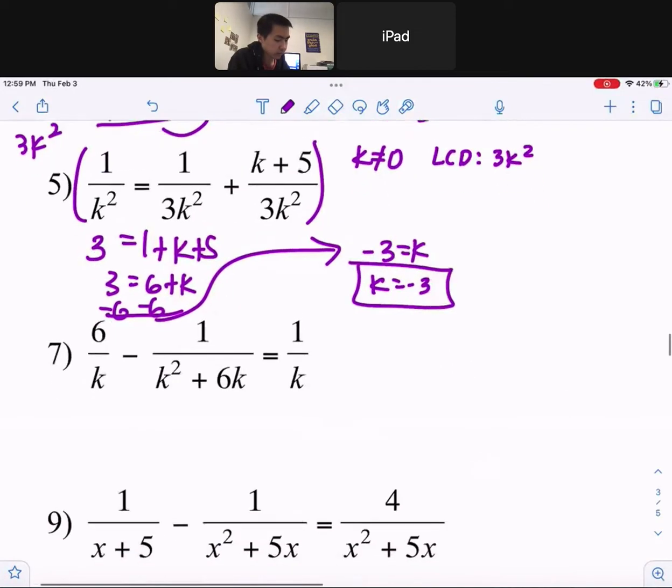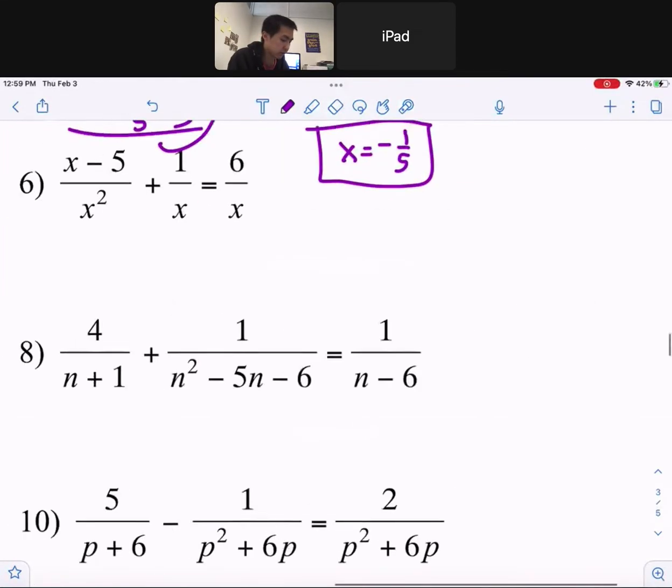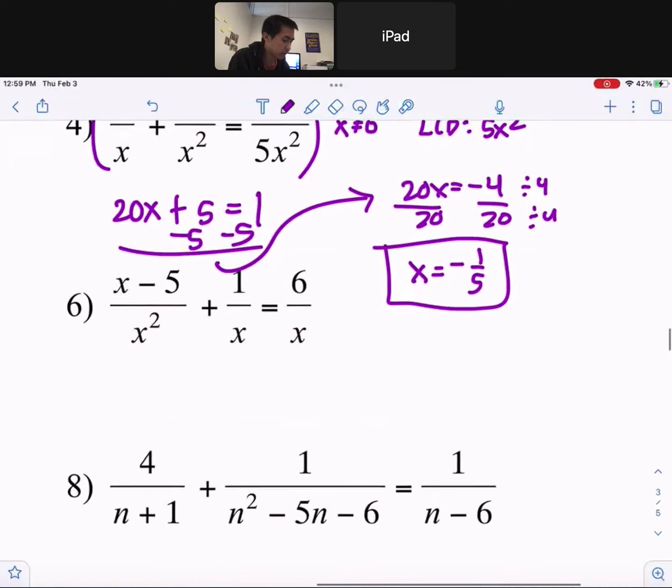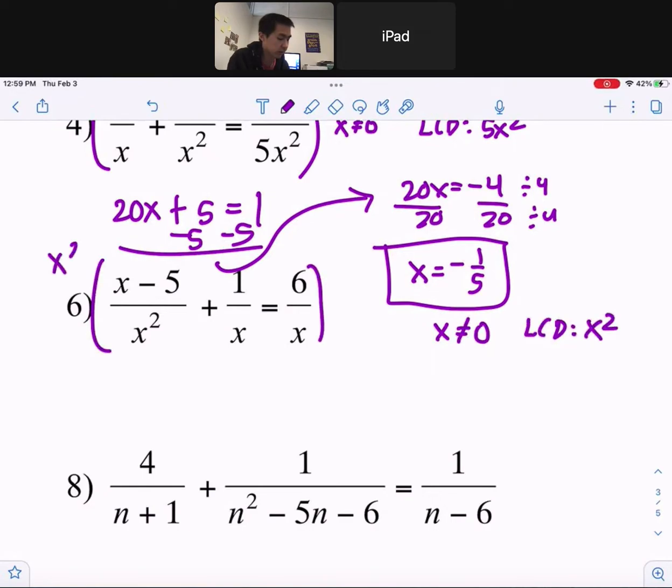Number 6, you guys. x cannot be 0, and the LCD is x to the second, so multiply the whole thing by the LCD. This times this, you guys, the x to the seconds cancel, so you just have x minus 5. This times this, you guys, 1x cancels from top and bottom, so we have an x up top still, so x times 1 is just x. Equals, this times this, you guys, cancel an x from top and bottom, so x times 6 is 6x.